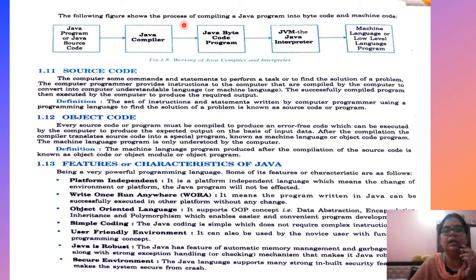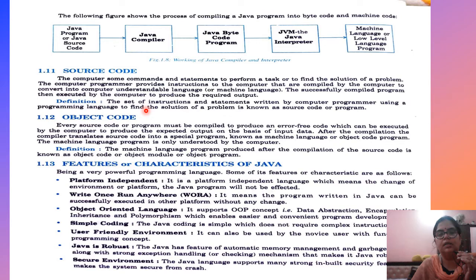Now the following figure shows how a Java program is compiled. See, first the Java program or source code. What is source code? Source code is our high level language, whatever we write in our language. Then the program is compiled into a Java bytecode program, then the Java interpreter works, and the machine language or low level language program is produced.